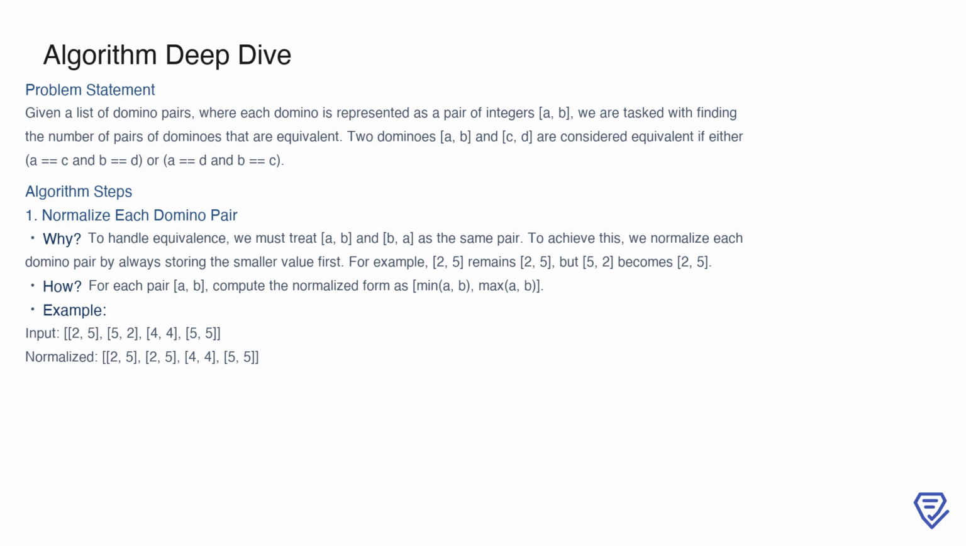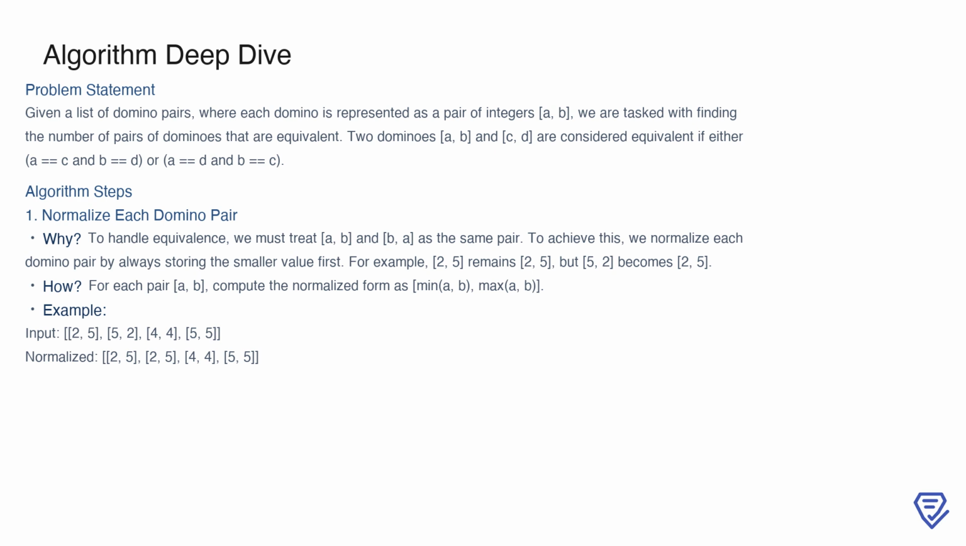The first step in solving this problem is to normalize each domino pair. Normalization ensures that we treat [a, b] and [b, a] as the same, regardless of their order. To normalize, we always place the smaller number first in the pair. For instance, [2, 5] remains [2, 5], but [5, 2] is transformed into [2, 5]. By doing this, we standardize the representation of each domino, making equivalence checks straightforward.